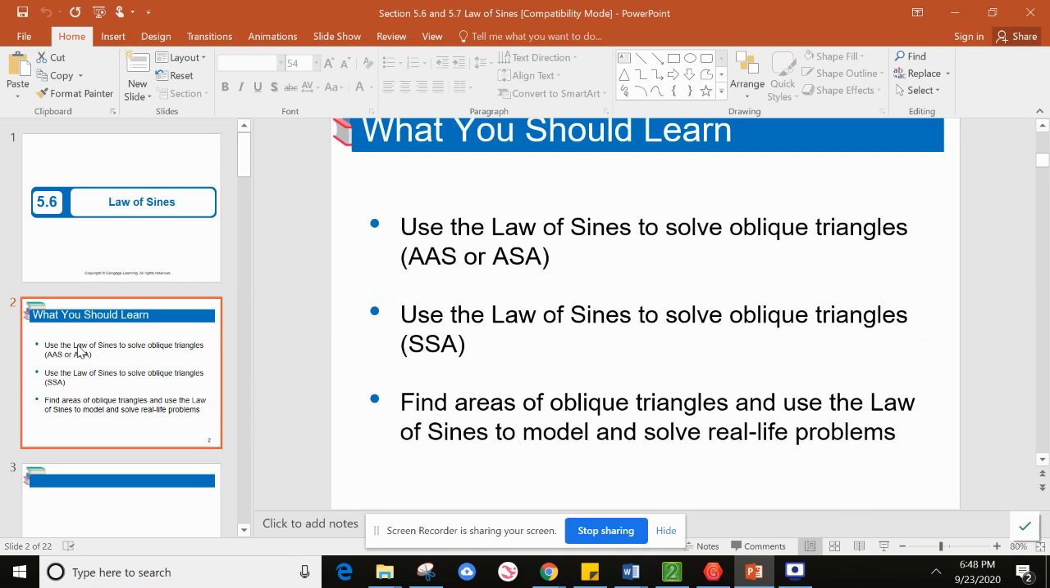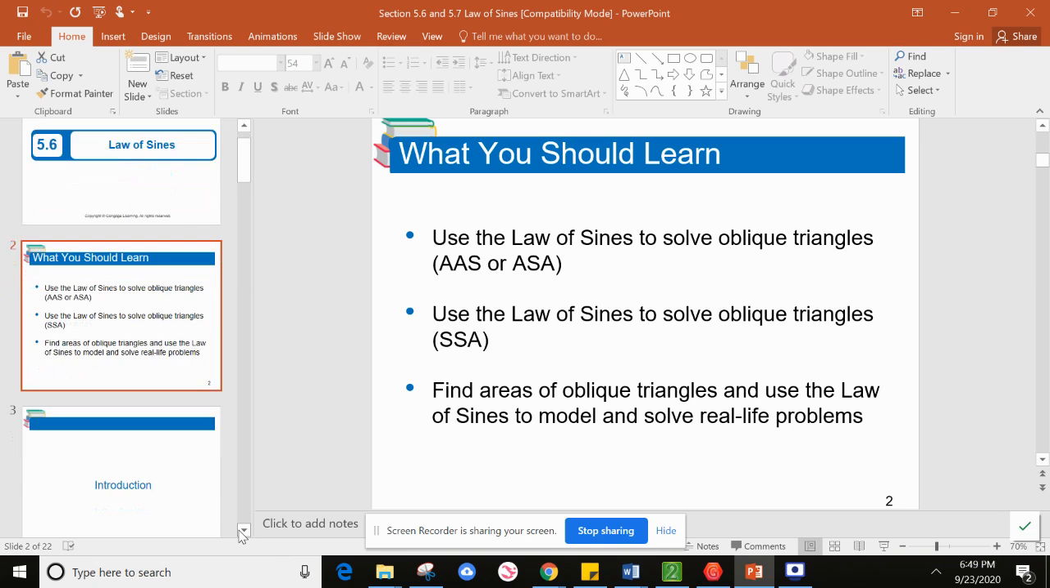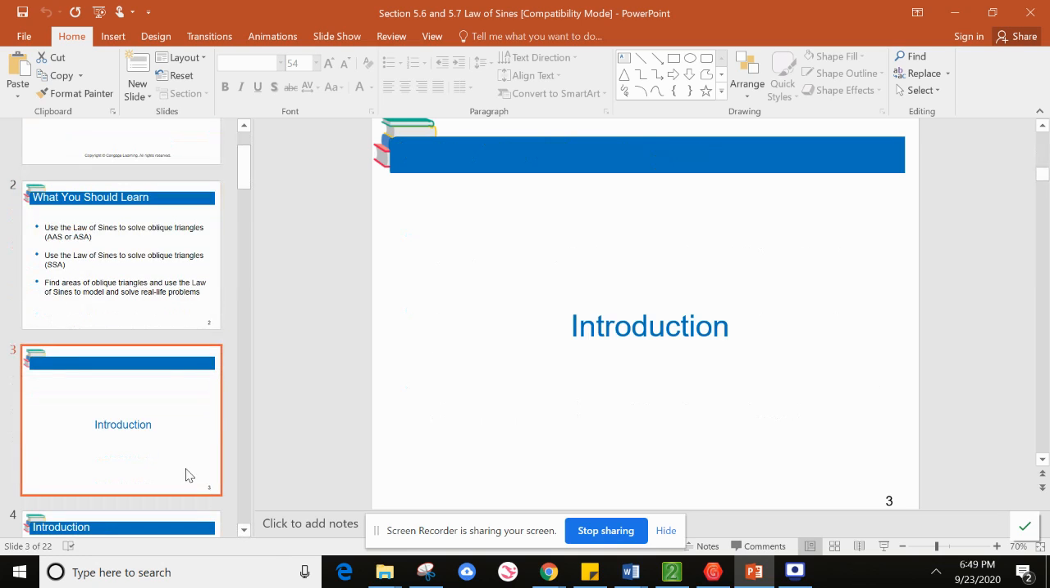All right, so some of the things that you need to learn when you're talking about the law of sines is just how to use it to solve oblique triangles. Oblique meaning a non-right triangle. And you can do that with a triangle where you are given two angles and a side that's not included, an angle, an included side, and another angle, or even side-side-angle. And we have actually already used it for some real life application stuff.